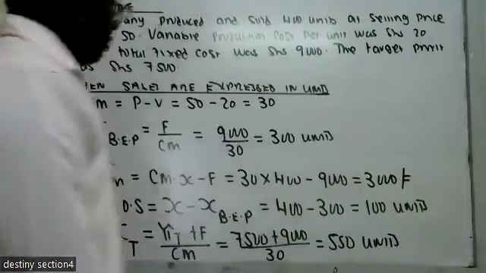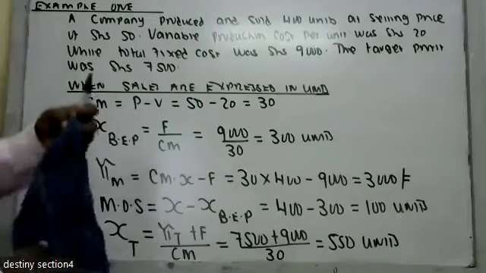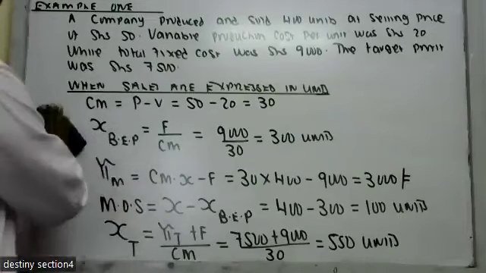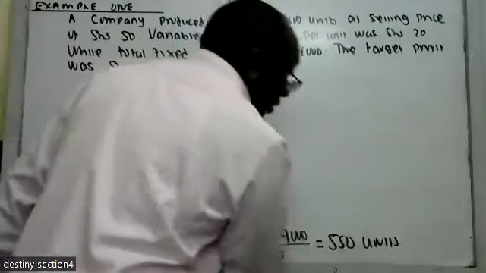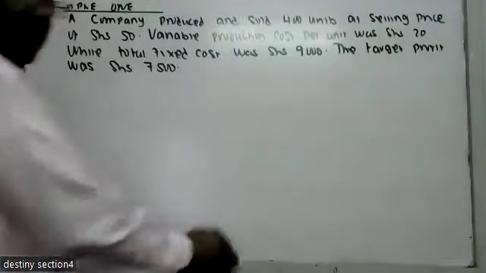Yeah, 550 units. So that is how it is done, or those are some of the workings you require when sales are expressed in terms of units. Now, I want us to look at when sales are expressed in shillings. If sales have been expressed in shillings, how do we go about it?